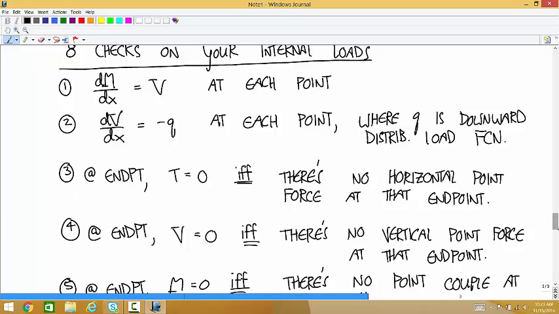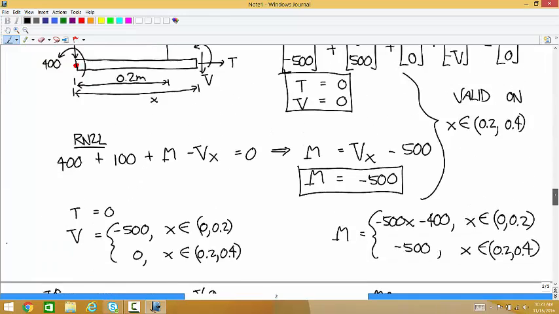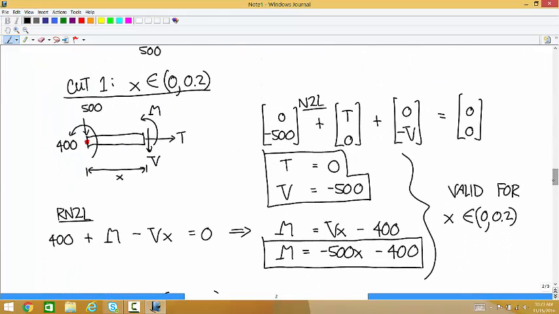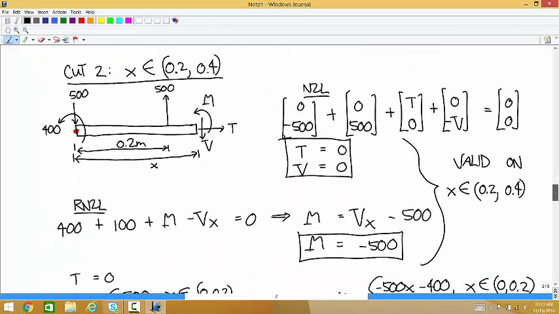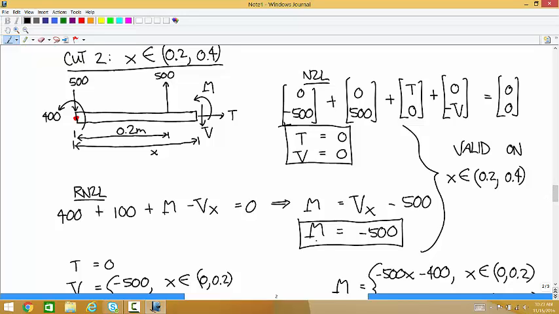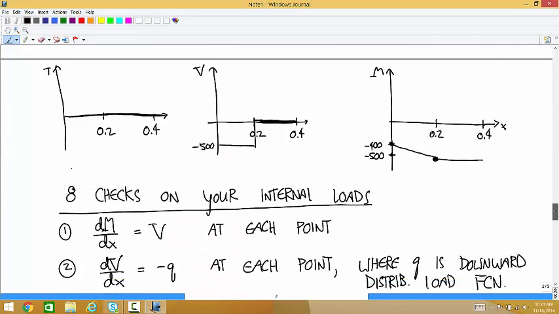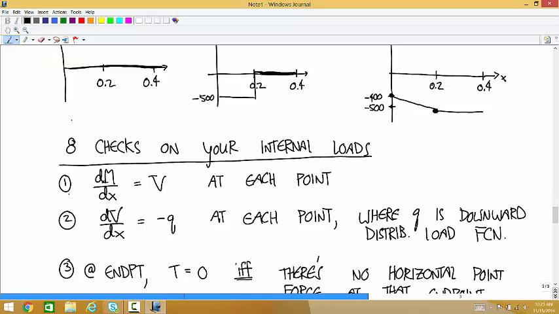Oh, and so let's go through this last one we did and make sure that these checks follow. So first, at every point, dM/dx has to be equal to V. So we'll go to cut 1 first. dM/dx is negative 500, and that's V. Check. For cut 2, dM/dx is 0. That's V. Check. So now we go, so 1 worked out.